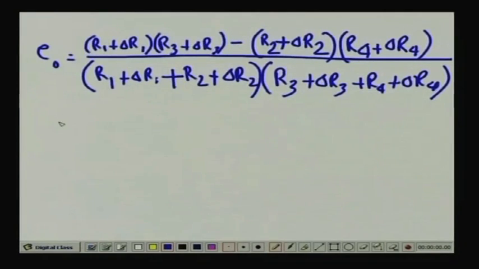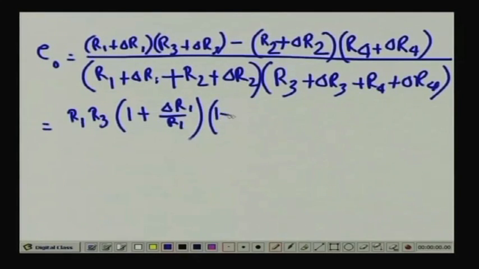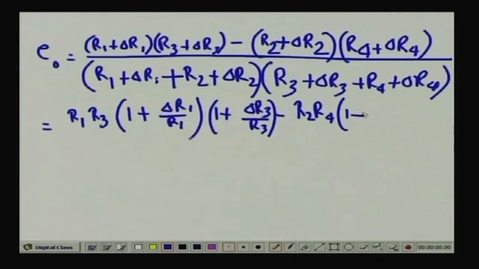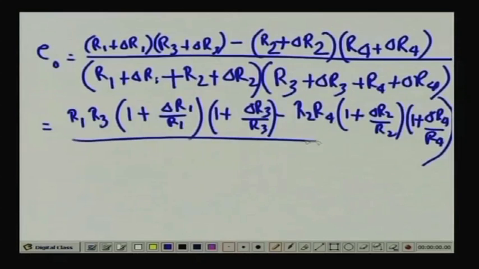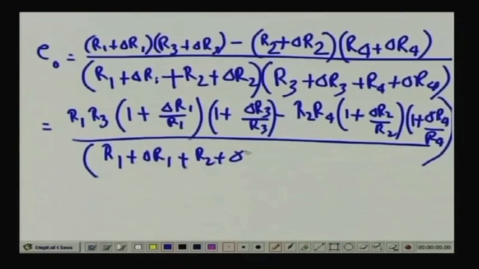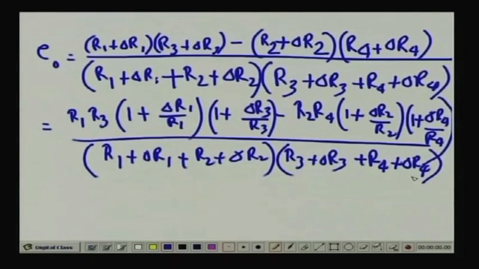So, if I take R1 R3 common from the numerator, R1 R3 into 1 plus delta R1 by R1 into 1 plus delta R3 by R3, minus R2 R4 into 1 plus delta R2 by R2 into 1 plus delta R4 by R4, bracket closed, upon the same denominator: R1 plus delta R1 plus R2 plus delta R2, R3 plus delta R3 plus R4 plus delta R4, right.